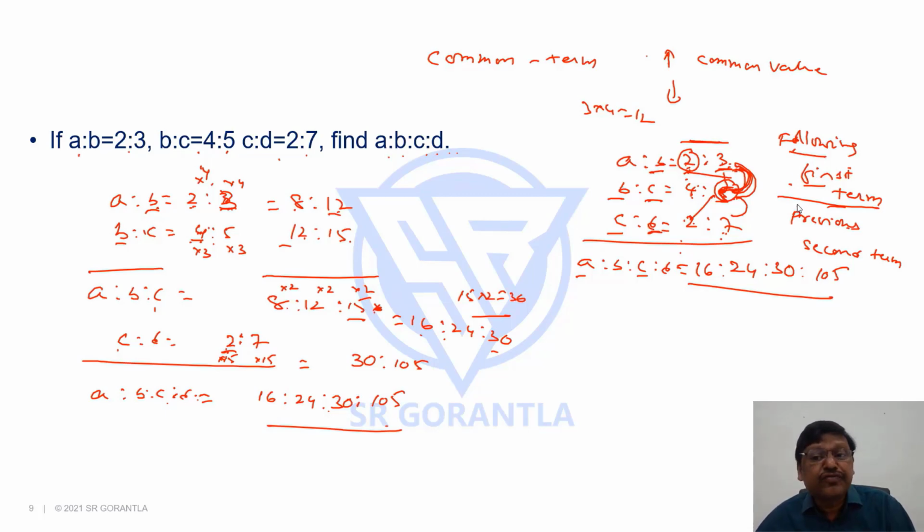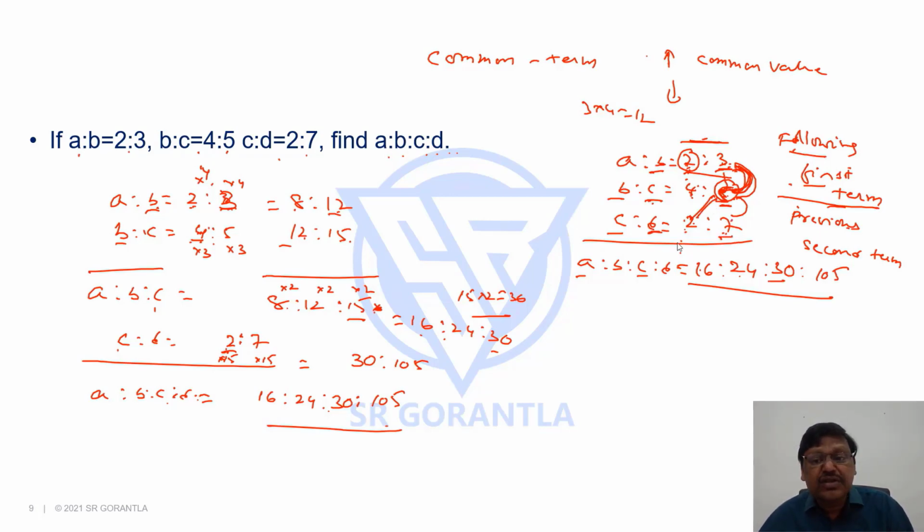So following ratios first terms, previous ratios second terms. 2 into 4 into 2, 16. 3 into 4 into 2, 24. These two are easy because there is no ratio before. But here for C, there is a ratio before, meaning multiply the second term. There is a ratio after, so multiply the first term.